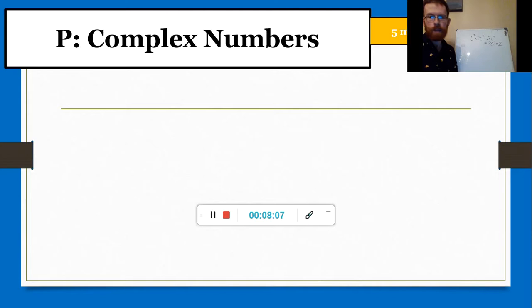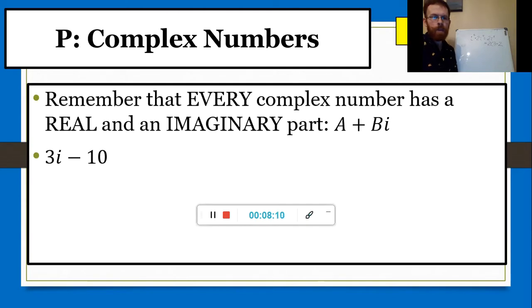Complex numbers. Admittedly, we did a little bit of this already, but remember that any complex number has to be written in the form of a plus bi. Now, admittedly, that's the same thing as bi plus a. As we see here, 3i minus 10 is a complex number. That's just 3i minus 10. B is your 3, and your a is just the minus 10. Pretty simple, pretty direct, pretty straightforward.